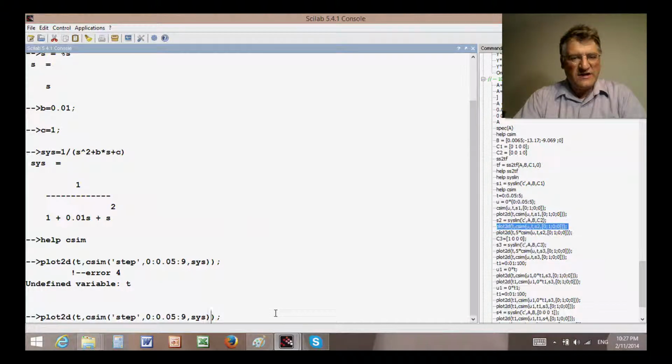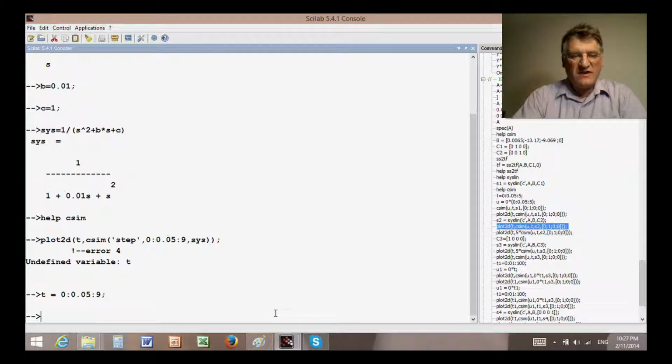Okay, so we'll do it again. And why don't I define t first? So t is equal to 0, 0.05, 9. Okay, and now I can restart my simulation, and I will say that this is t.